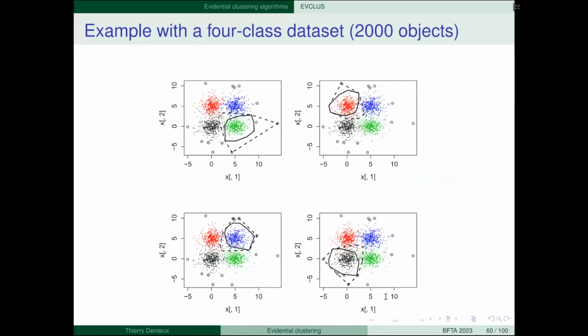For example, a point here may belong to that blue cluster, but it may also belong to, for instance, this black cluster. So these points here are ambiguous. And we can also detect the outliers.